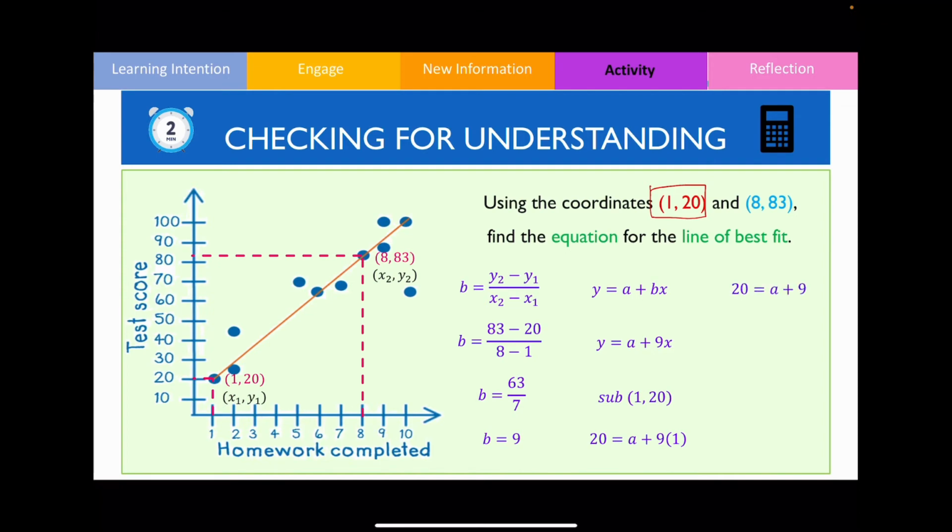So move the 9 to the other side by subtracting both sides by 9. And in doing so, 20 minus 9 is equal to 11. So that's our value of the y-intercept. And therefore, that's going to be the equation of the straight line.